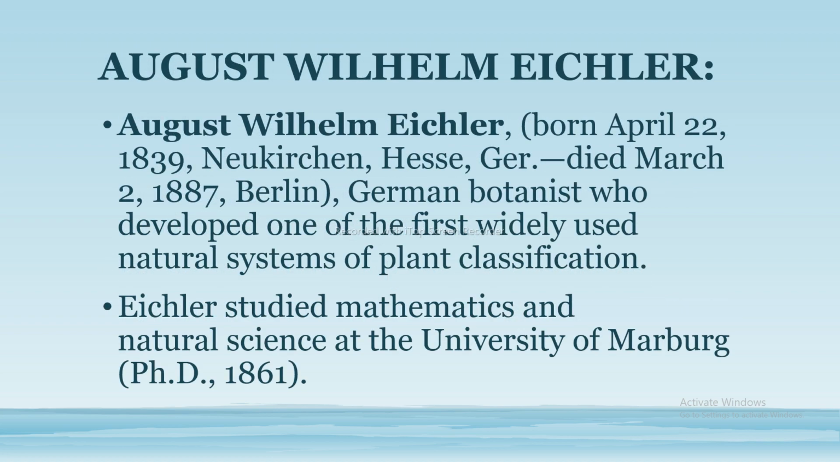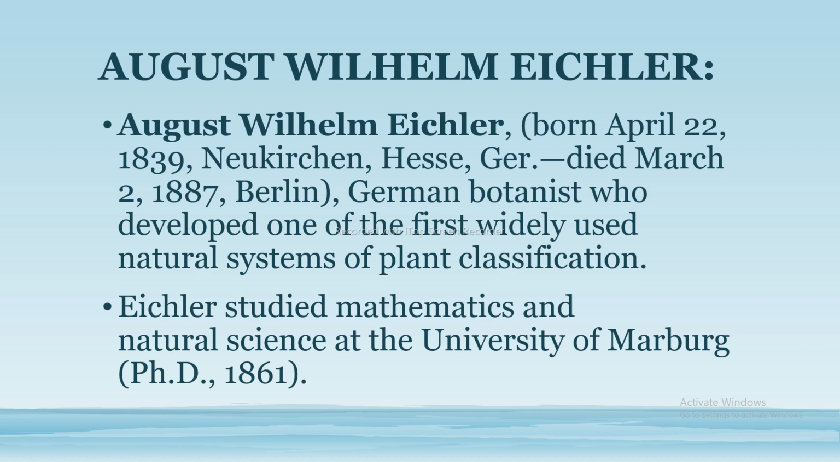Next, I am going to discuss August Wilhelm Eichler. He was born on the 22nd of April 1839 in Neukirchen, Hesse, Germany, and died on the 2nd of March 1887 in Berlin. He was a German botanist who developed one of the first widely used natural systems of plant classification.